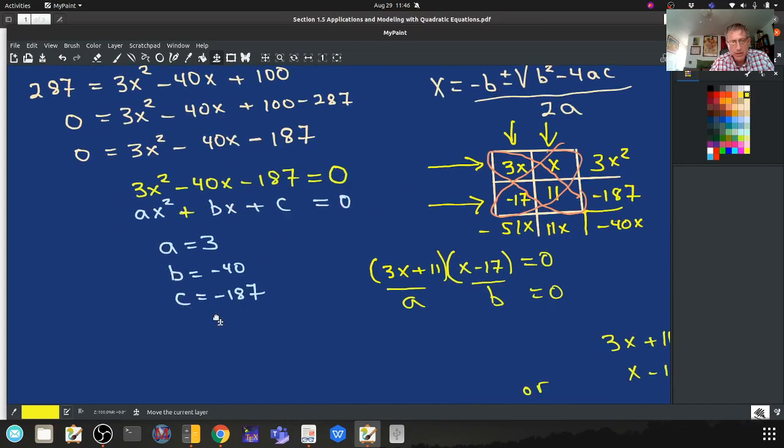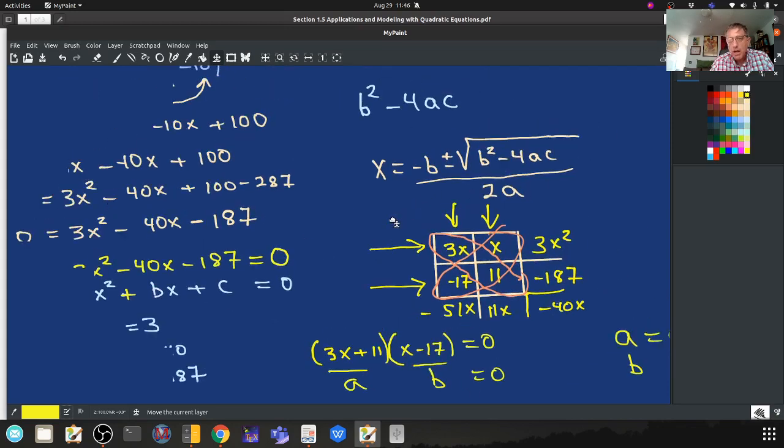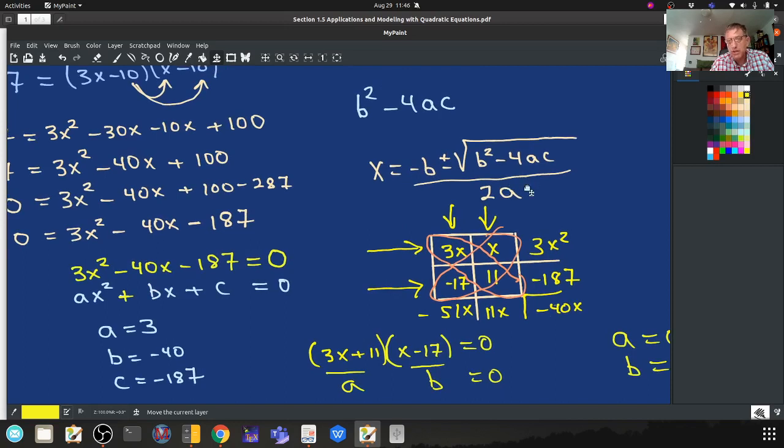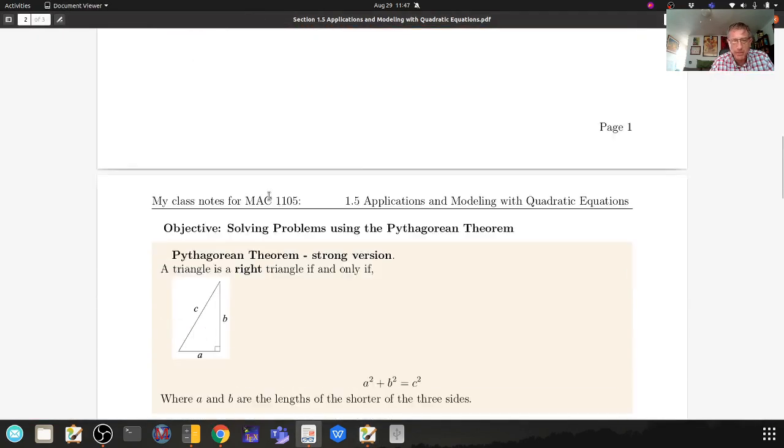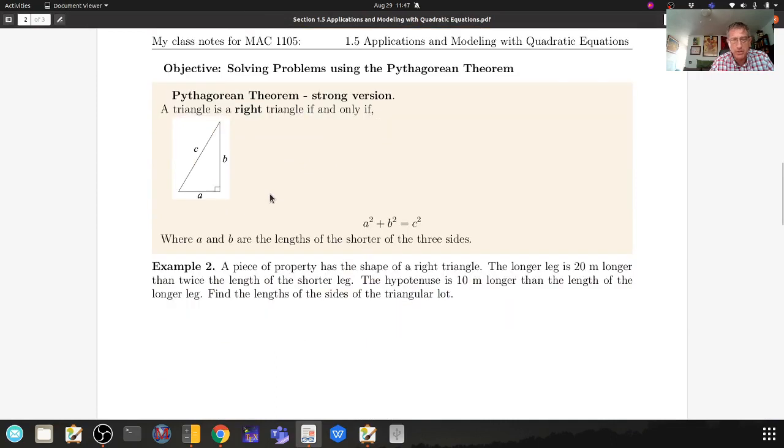Identify your a, b, and c, and then decide how to solve for x. Factorization is always a possibility, but you never know until you try it. If you get the answer, it's easy, and in this case, we did. Otherwise, you plug and chug using the quadratic formula. I guess you could complete the square, but I know you're not going to be doing that. So let's go on to problem number 2 before this lecture gets too long.